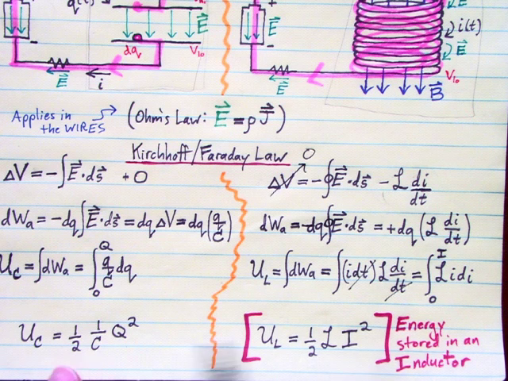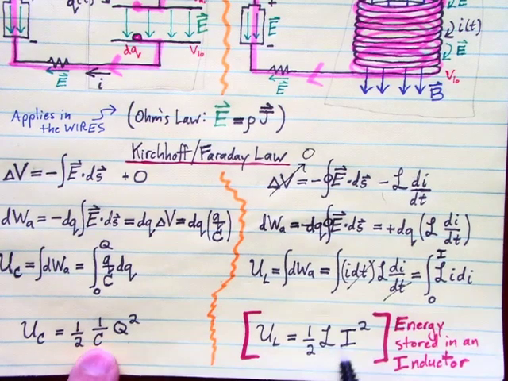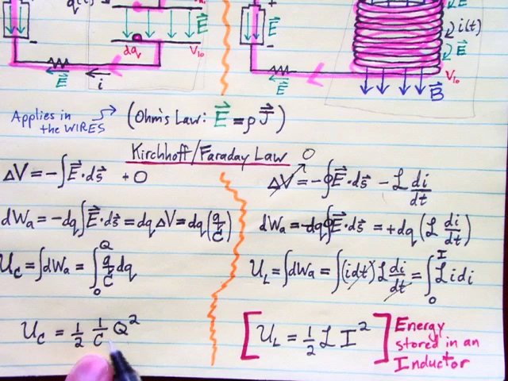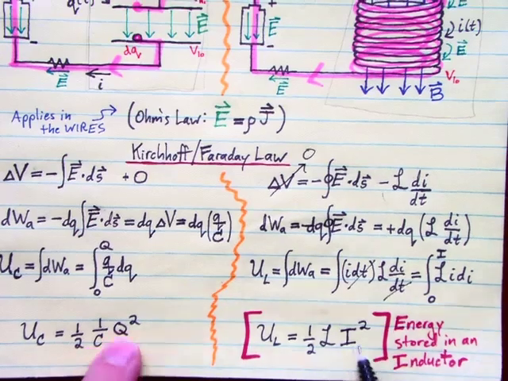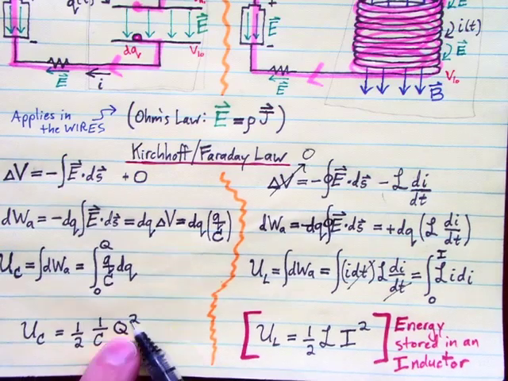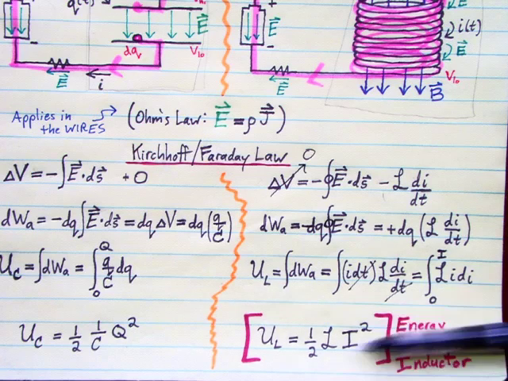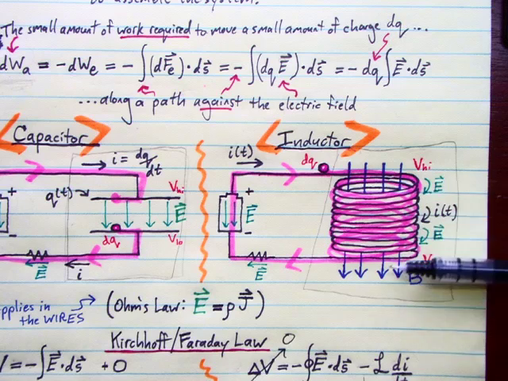So note the similar construction of these two. 1/2 times a factor that characterizes the device, the capacitance here, or actually the reciprocal of the capacitance, and L, and then something squared. Q squared in the capacitance case, that's how we store energy, by storing charge, and then I squared in the inductor case. We store energy by running current. So apparently it takes energy to build up a current through an inductor, and that energy is somehow stored in this system.